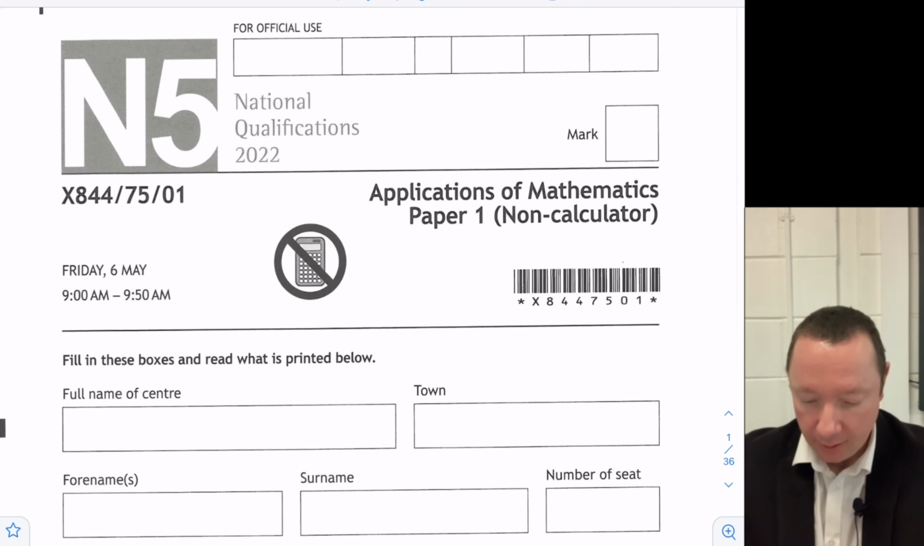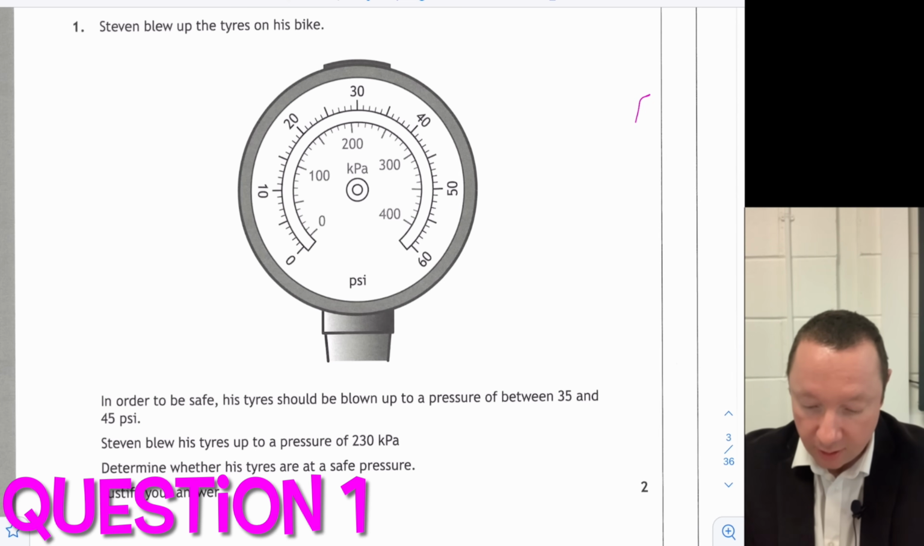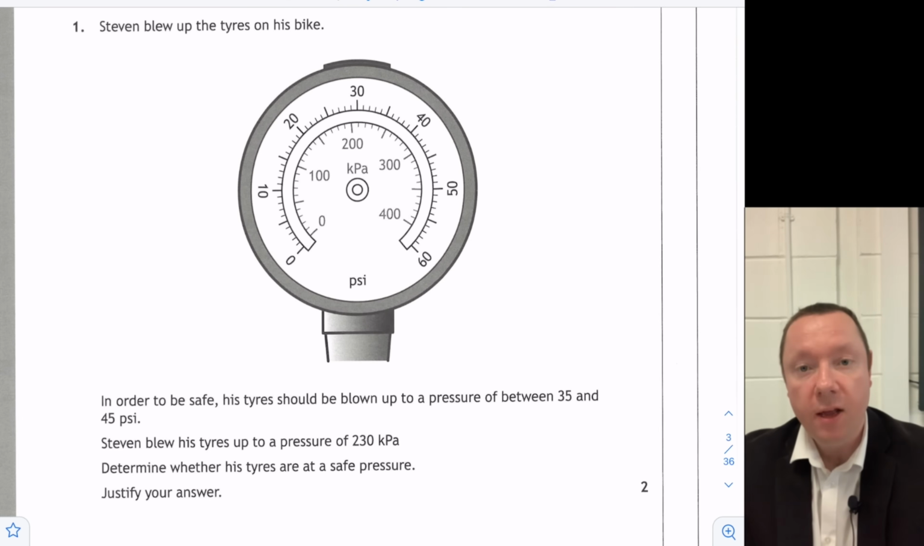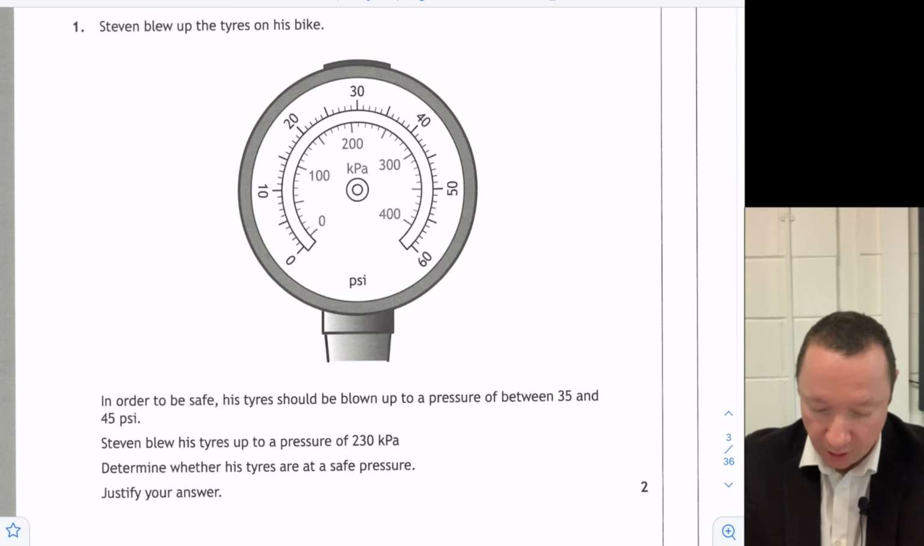Let's jump right in. Okay, question 1 was about Stephen blowing up his tyres, and you're given this diagram. In order to be safe, the tyres should be blown up to a pressure between 35 and 45 psi. He blew them up to 230 kPa. Is this at a safe pressure?